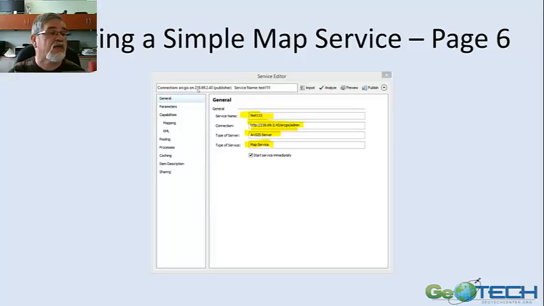Notice down the left-hand side here, there's all kinds of different things that we can do, and we're in this general tab right now. Over here on the right, we can import things, we can do an analysis, we can preview what the service is going to look like, and finally we get to a point we can publish. But we're not ready to publish yet, so just showing you what is in our service editor window.